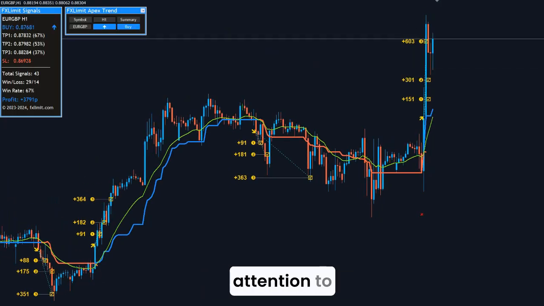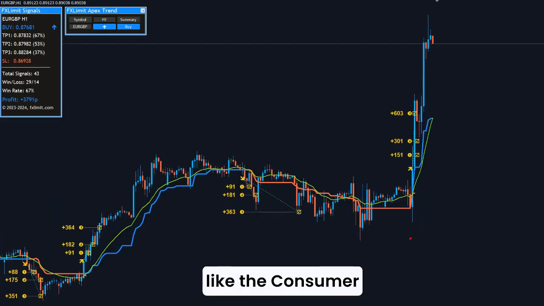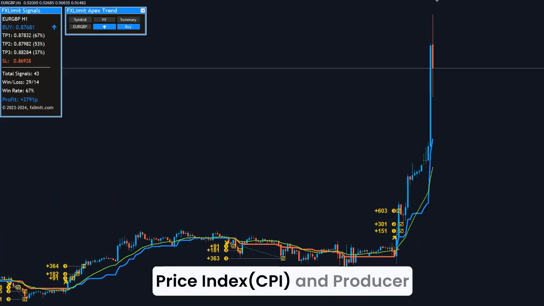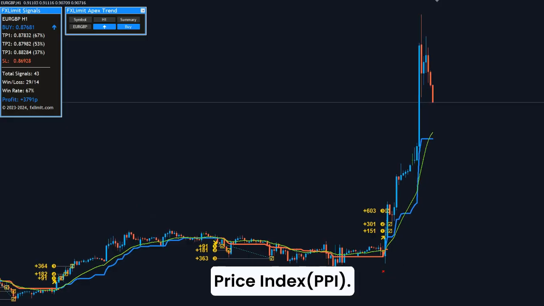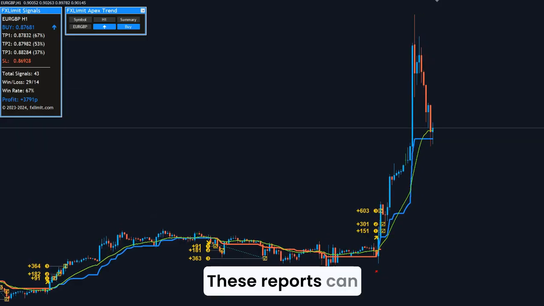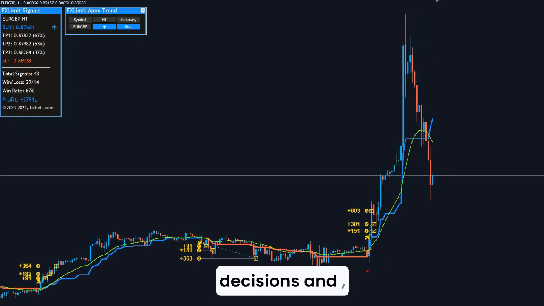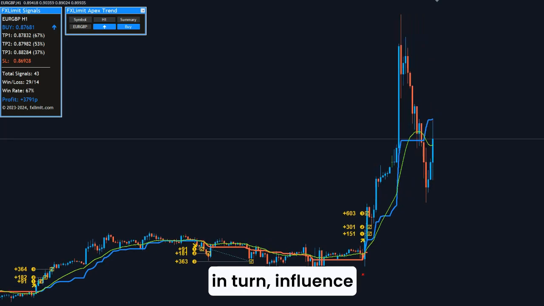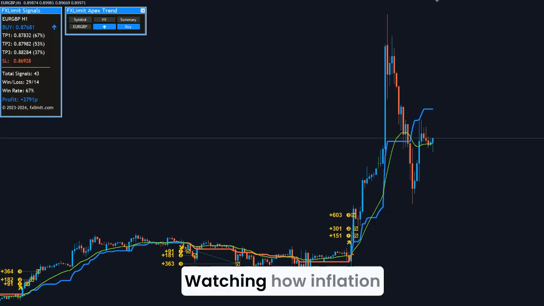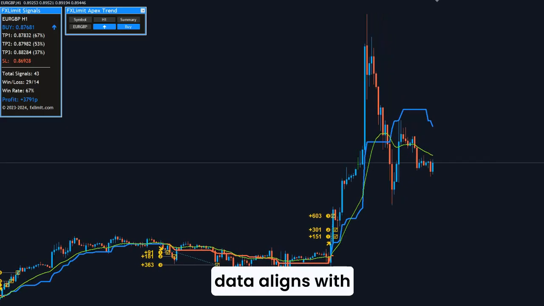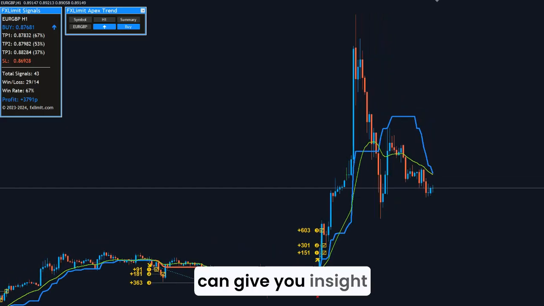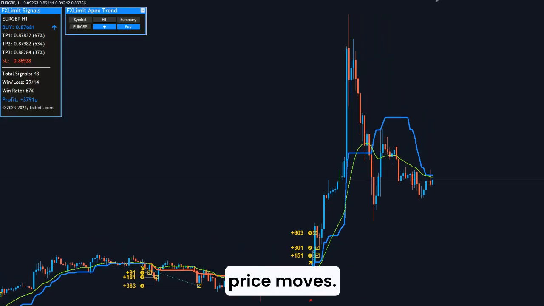Traders pay close attention to inflation data like the Consumer Price Index, CPI, and Producer Price Index, PPI. These reports can affect central bank decisions and, in turn, influence currency strength. Watching how inflation data aligns with market expectations can give you insight into potential price moves.